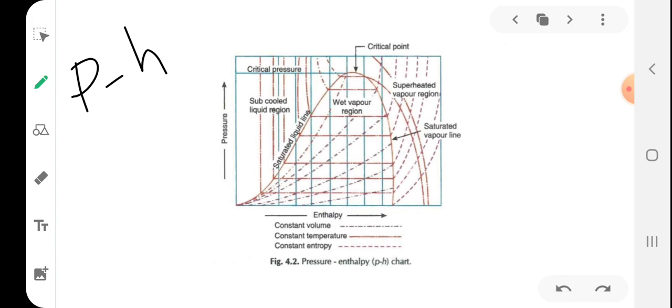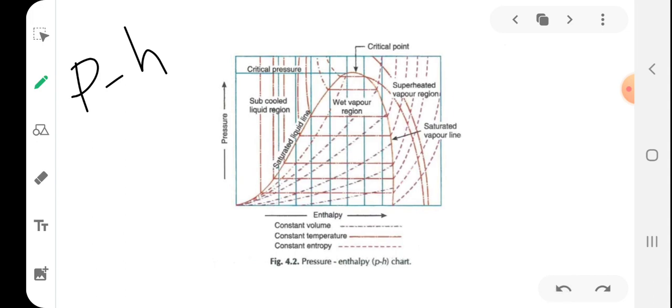Unlike the TS diagram, where the vapor dome is like this, in pH the vapor dome has some kind of slope like this. The vapor dome is slightly slanted towards the right. That is the difference between the pH and TS diagrams.